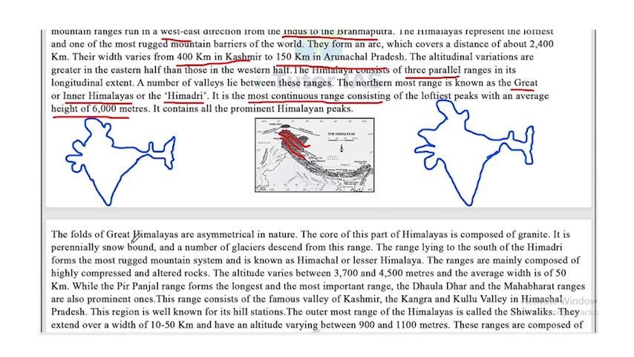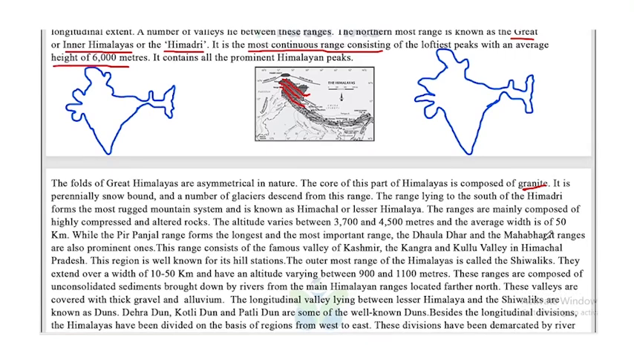The folds of the Great Himalayas are asymmetrical in nature. The core of this part of the Himalaya is composed of granite. It is perennially snowbound and a number of glaciers descend from this range.